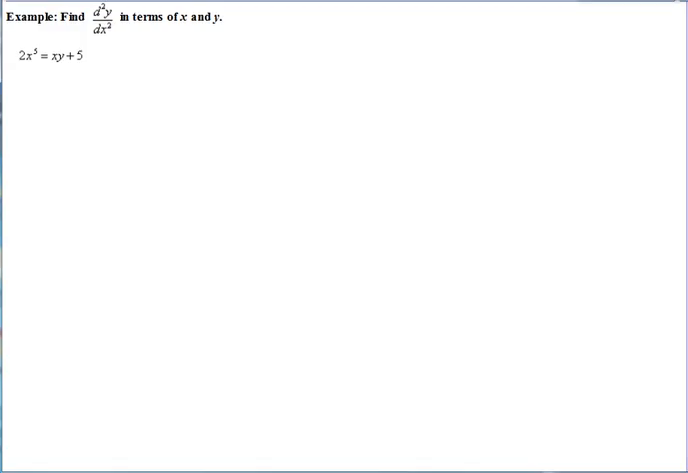Now let's take a look at finding the second derivative. Remember, that's what this means here. And it says in terms of x and y. Well, we have this equation, but before we can find the second derivative, we need the first derivative. So let's start there.